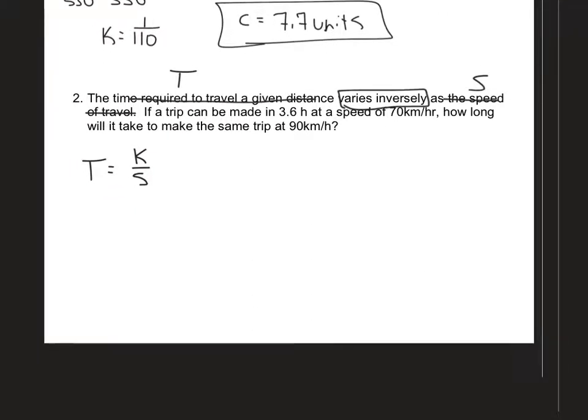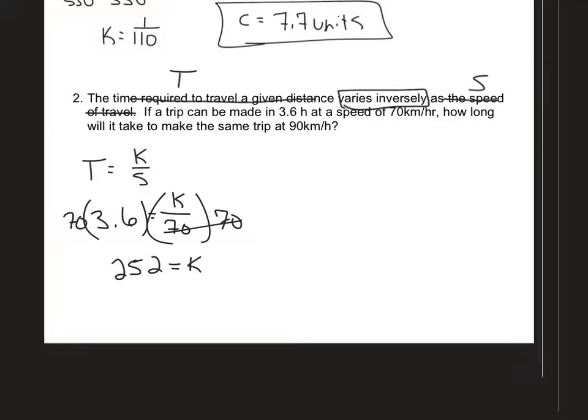So let's see. They tell me if a trip can be made in 3.6 hours, guys, that's time, at a speed of 70, then how long will it take to make the same trip at 90? So we're talking about kilometers per hour, but that doesn't really affect us. So let's solve for K here. I'm going to multiply both sides by the denominator 70. 70 times 3.6, I got 252 equals K. So I know that T equals 252 divided by S.